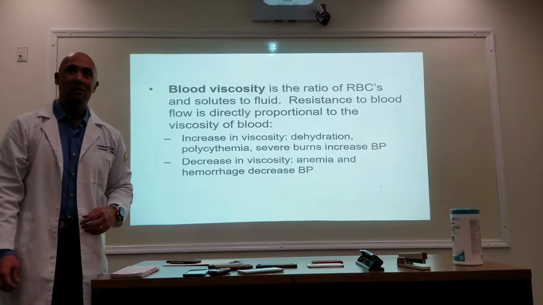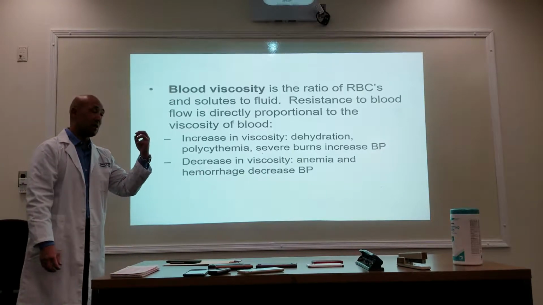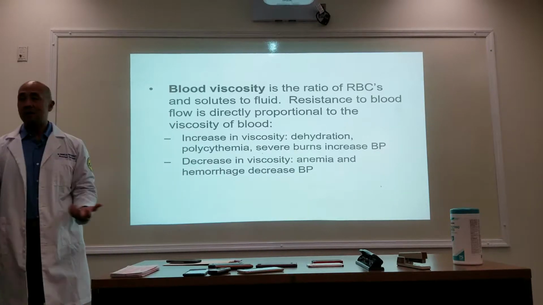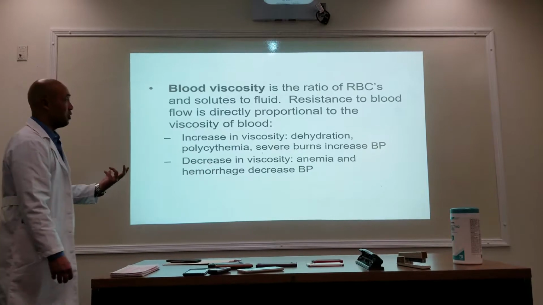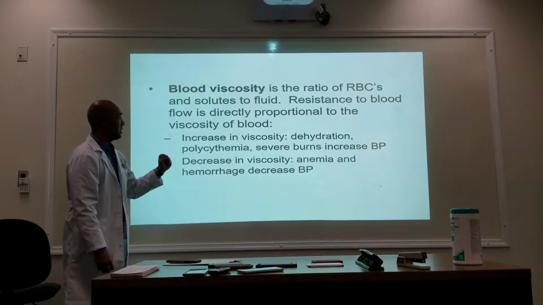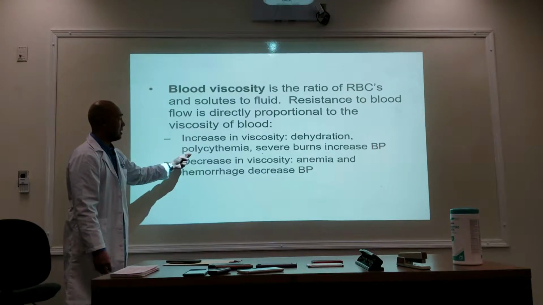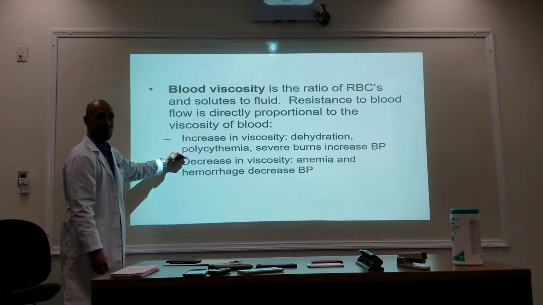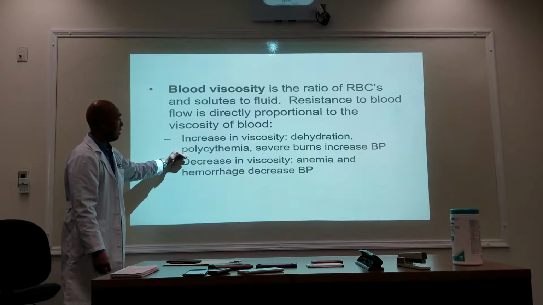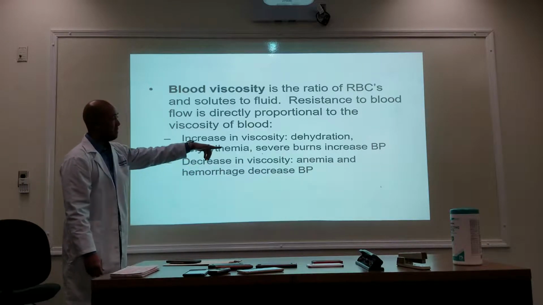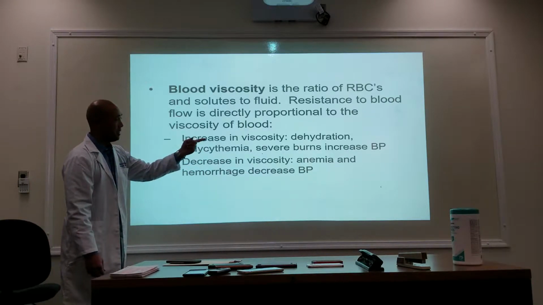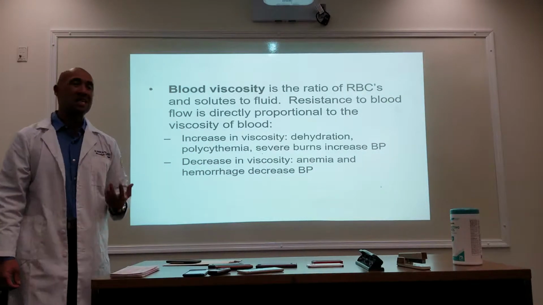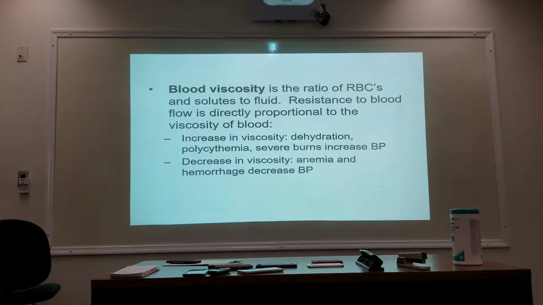Remember, blood is plasma, 90-something percent, right? Water is a suspension for the blood cells. So if you don't have enough water, the blood is going to be much thicker. Polycythemia is an overproduction of blood cells. So now the ratio is greater with blood cells to water, making it thicker. And then severe burns also do the same thing, because with severe burns, you're a bit dehydrated from the injury.